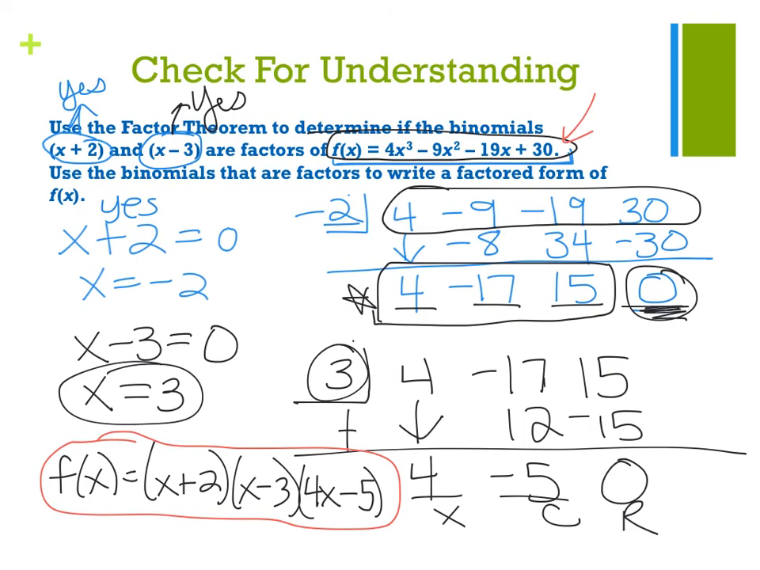So, in terms of your multiple choice answer, the correct response to the multiple choice question was B. Our answer for B was yes, both are factors, and then f of x should be written as x plus 2 times x minus 3 times 4x minus 5.